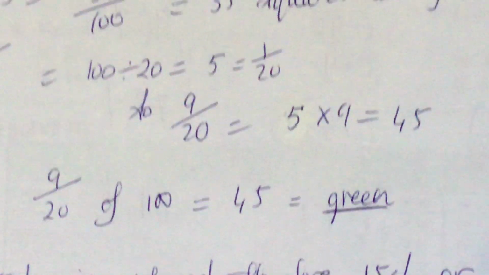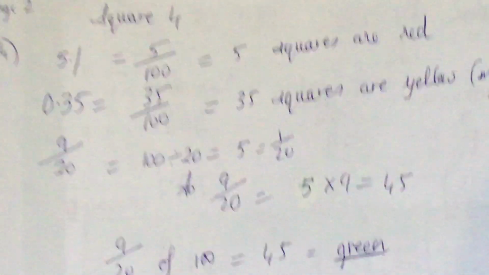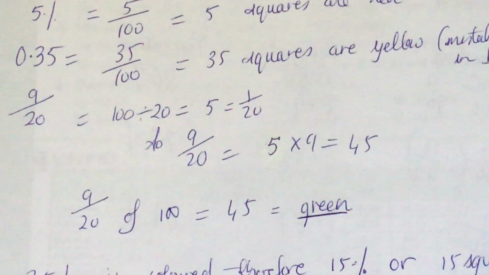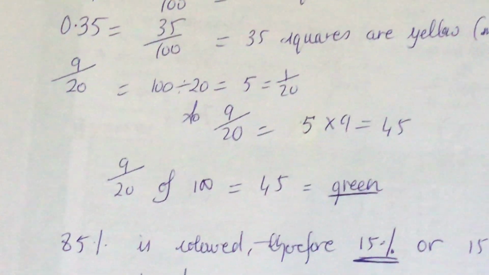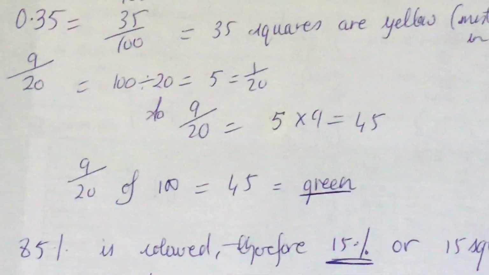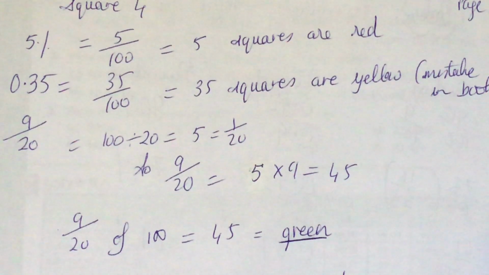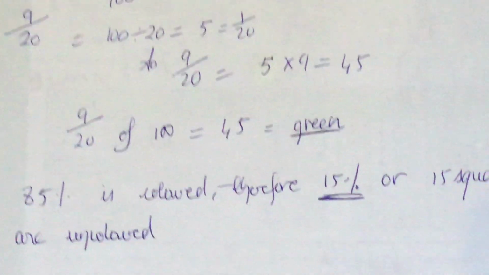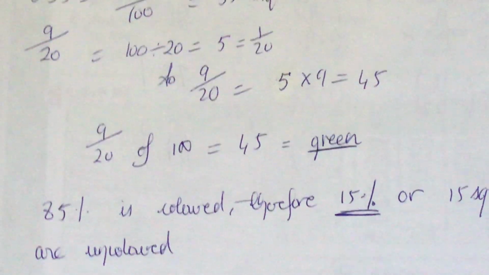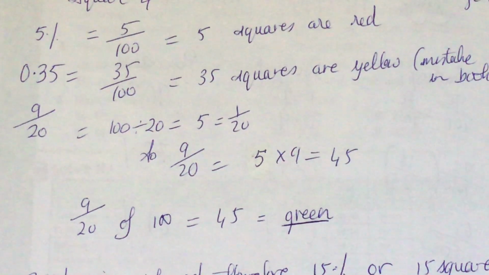So 9/20ths is 1/20th, which is 5, multiplied by 9, which is 45. Therefore, 45 squares are green. So 45 out of a total 100 are green. So we now have 5 red, 35 yellow, 45 green. When we add them all up together, we get 85 out of 100 squares that have been coloured in, in the colours red, yellow and green.